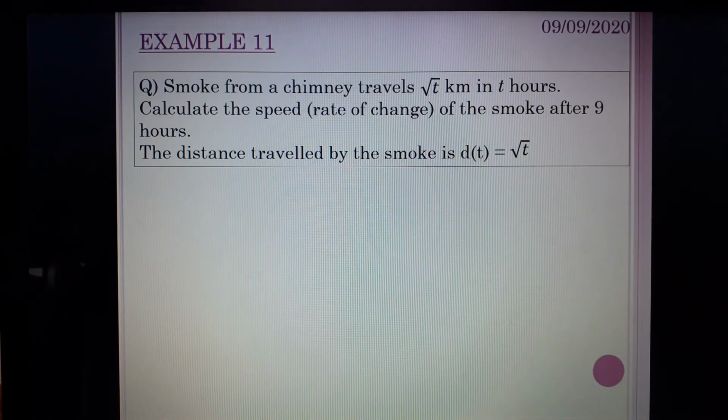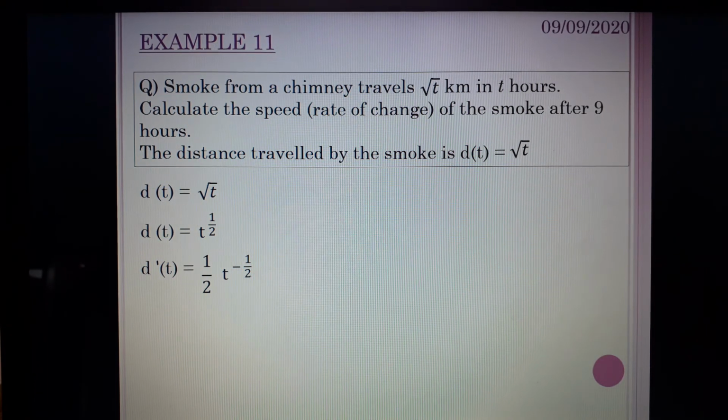So what we're going to do for this then is start with d of t equals root t, fix it up so it's t to the power of a half, differentiate it, so it's a half t to the power negative a half. Multiply with the power, take one off your power to get that power of negative a half: you've done 1 half, take away 2 halves.